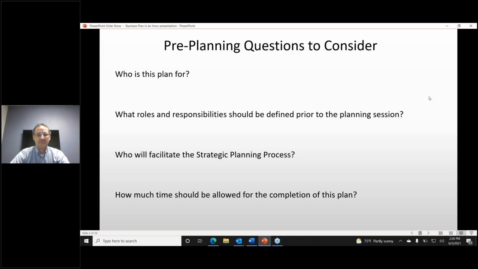Who's going to facilitate the strategic planning process? Well, that's me through the Pikes Peak Small Business Development Center. And how much time should be allowed for the completion of this plan? Every business is different depending on how deep you want to get into your business, but it could take 2 to 4 hours, it could take 4 to 8 hours, it could take 8 to 12 hours.